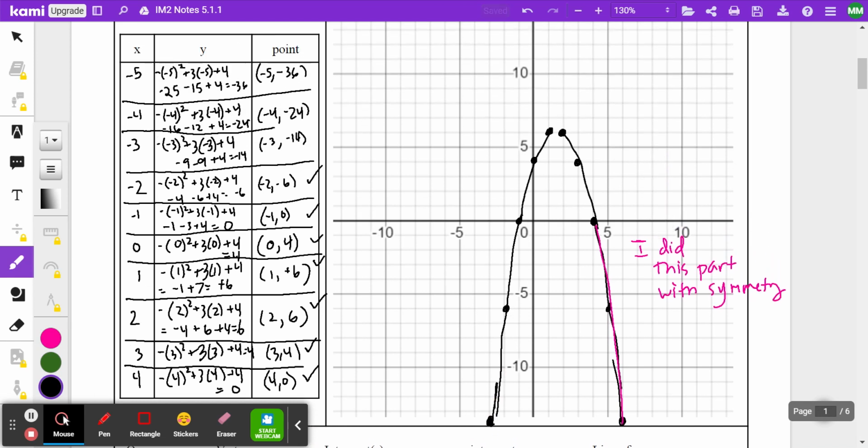And you might notice that I didn't connect the points up top. That's because I'm not sure if this should be straight across or arched up. And since I've got symmetry, I'm going to figure it out by considering what the middle of this parabola is. So let me look.